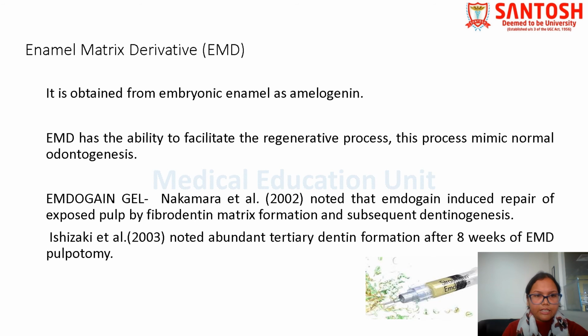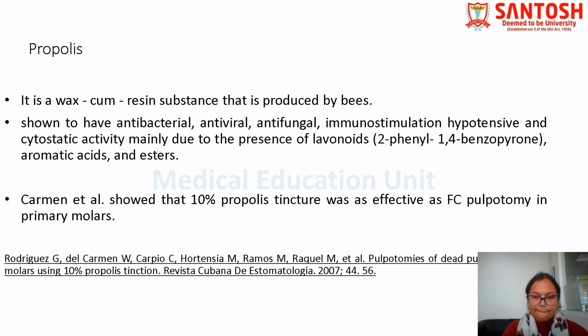The next material is enamel matrix derivative. It is obtained from embryonic enamel as amelogenin. EMD has the ability to facilitate the regenerative process. This process mimics normal odontogenesis. It is available in the market as Emdogain gel. Nakamura et al. noted that Emdogain induced repair of exposed pulp by fibrodentine matrix formation and subsequent dentinogenesis. Izakazaki et al. in 2003 noted abundant tertiary dentine formation after 8 weeks of EMD pulpotomy.